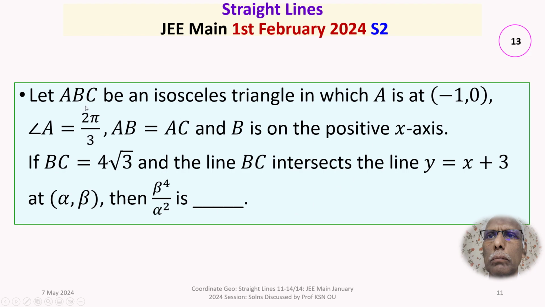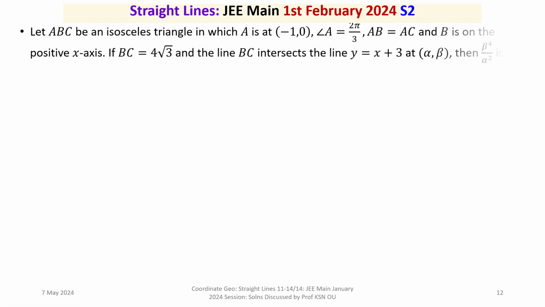We are given ABC is an isosceles triangle. The coordinates of A are given. Angle A is given. AB is equal to AC because it is isosceles. And B is on the positive x-axis. You are given BC is equal to 4 root 3. And it is given BC intersects this line y is equal to x plus 3 at alpha comma beta. Required to find the value of beta to the power of 4 by alpha square. Let's now discuss the solution of this problem in detail. That's our given question.